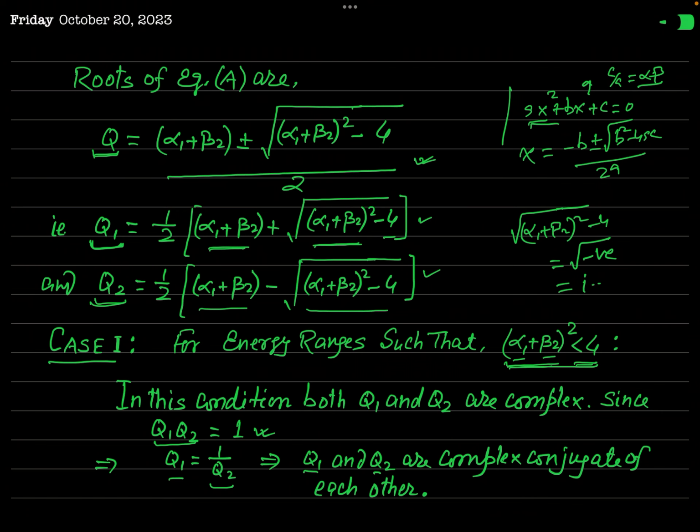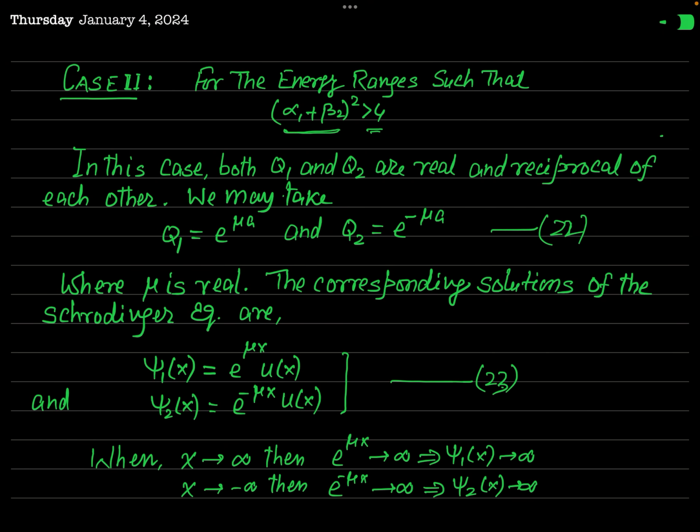Are you getting the things or not? Definitely, this is a very easy concept. So in this condition Q1 and Q2 both are real, and again since C by A is equal to Q1 into Q2 and that is equal to 1 here also, Q1 into Q2 will again be 1. That's why Q1 is equal to 1 over Q2, but Q2 is real. So you cannot say that this is the complex conjugate of Q1, because Q1 and Q2 are not complex. But you can say that Q1 is the reciprocal of Q2, and similarly Q2 is the reciprocal of Q1. So in this case both Q1 and Q2 are real and reciprocal of each other.